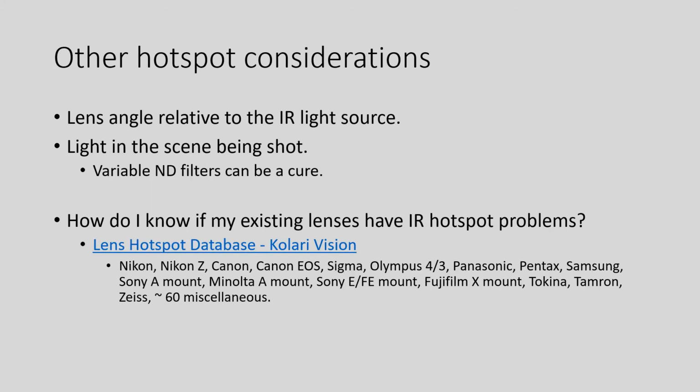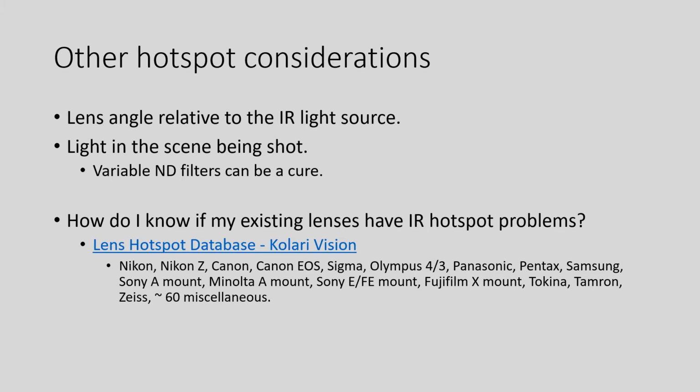There are also several non-lens considerations in minimizing hotspots. The lens angle relative to the infrared light source can often produce hotspots that can be eliminated by simply repositioning the shot. And too much light in a scene can produce hotspots that may be curable with a neutral density filter.